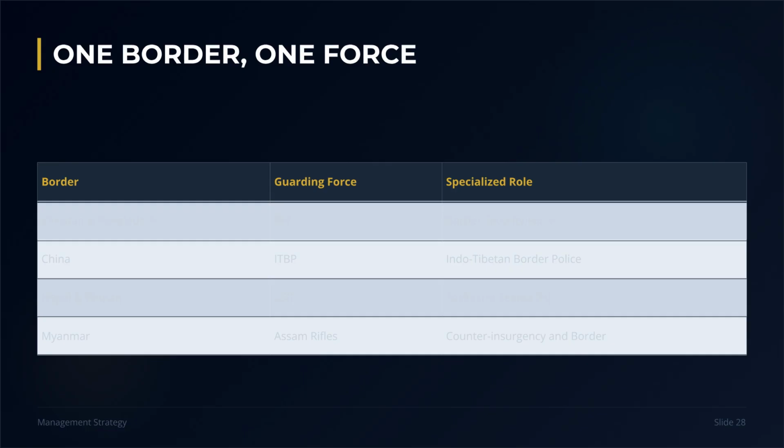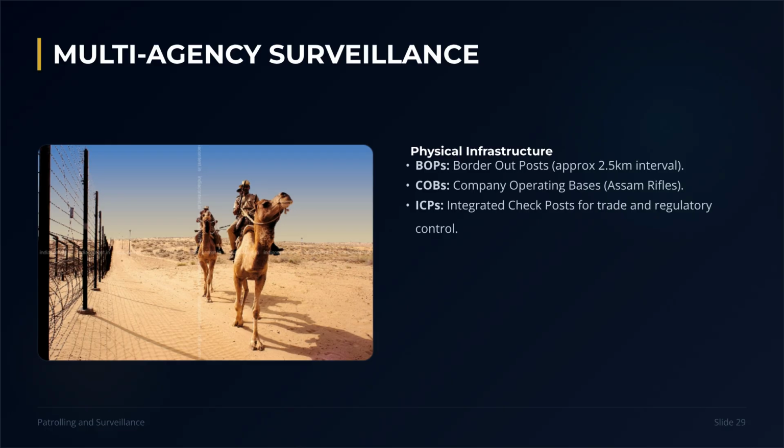India's management strategy operates on the principle of one border, one force. This table illustrates the dedicated forces responsible for each border, such as the Border Security Force for Pakistan and Bangladesh, and the Indo-Tibetan Border Police for China. Multi-agency surveillance relies on physical infrastructure like border outposts, company operating bases, and integrated checkposts. These facilities ensure trade regulation and maintain security across the border region.